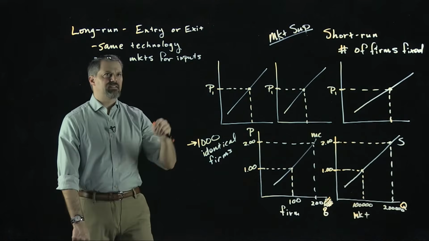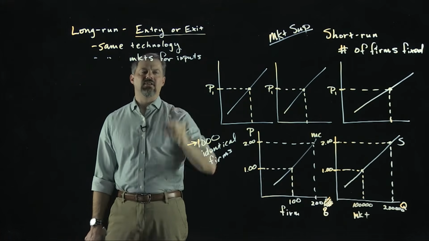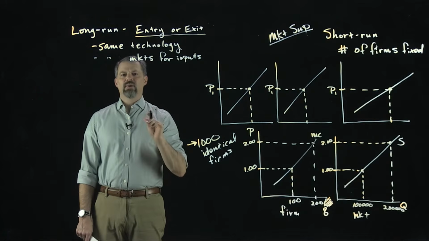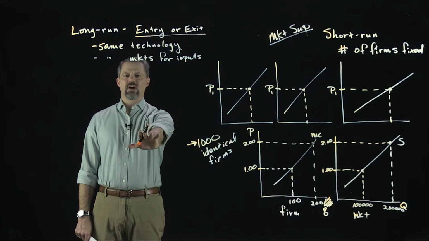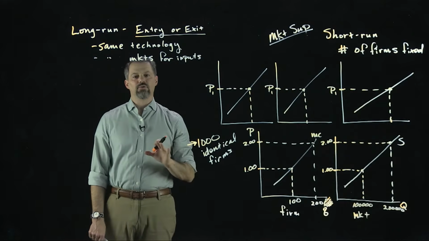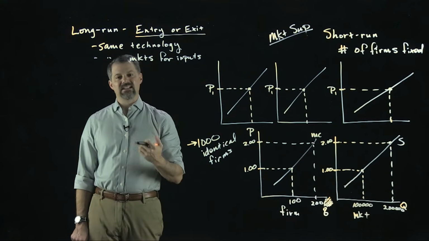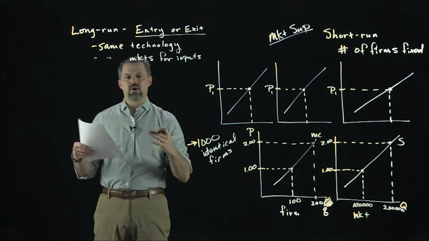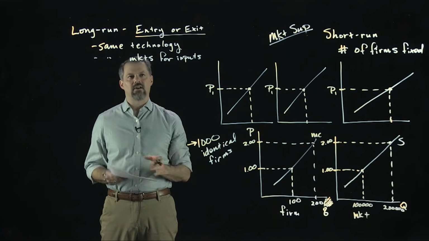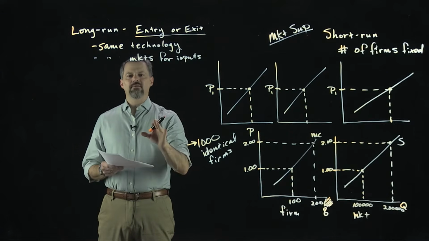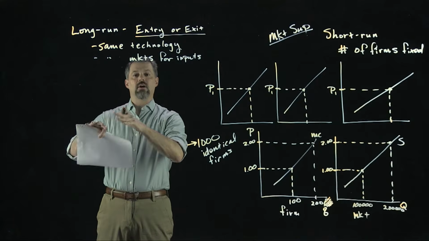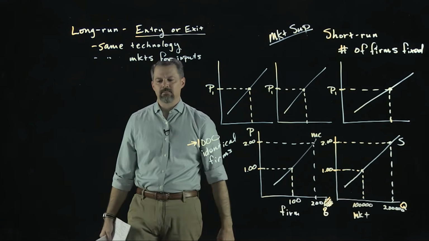Now, let's talk about this entry and exit decision. So the decision of whether or not to enter or exit a market depends on whether or not firms are making profit in the market or whether or not firms are losing money in the market, whether their profit is negative. So if you're an entrepreneur and you're looking around for an opportunity, a market to enter, a business to start, then you're going to be looking for markets where the firms that are already in the market are making a positive economic profit.